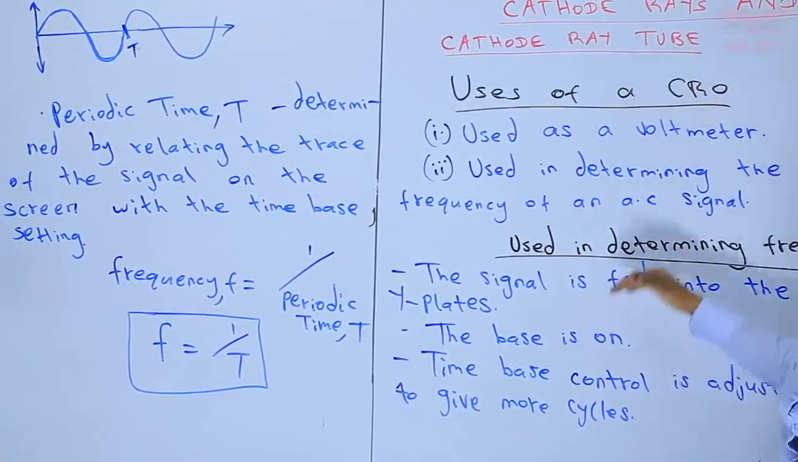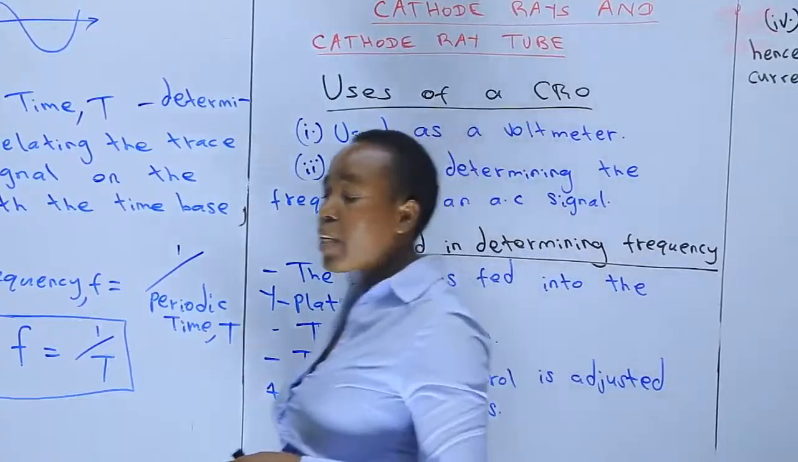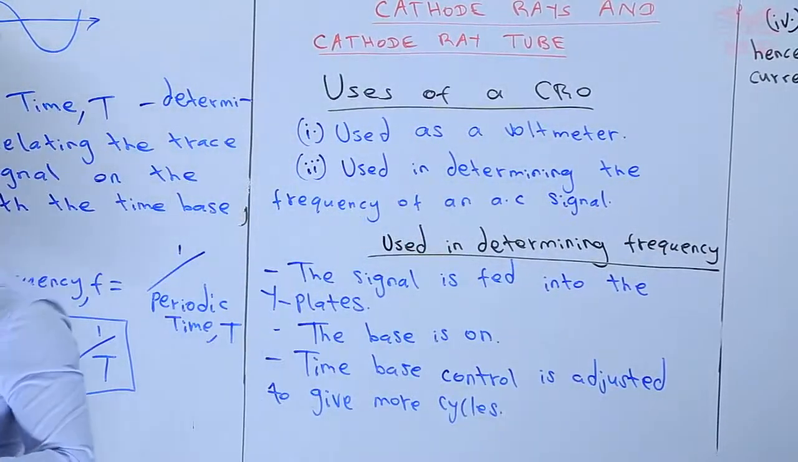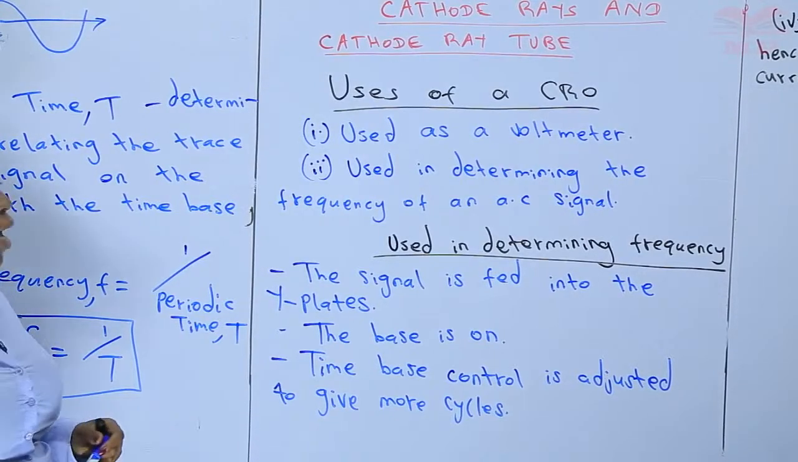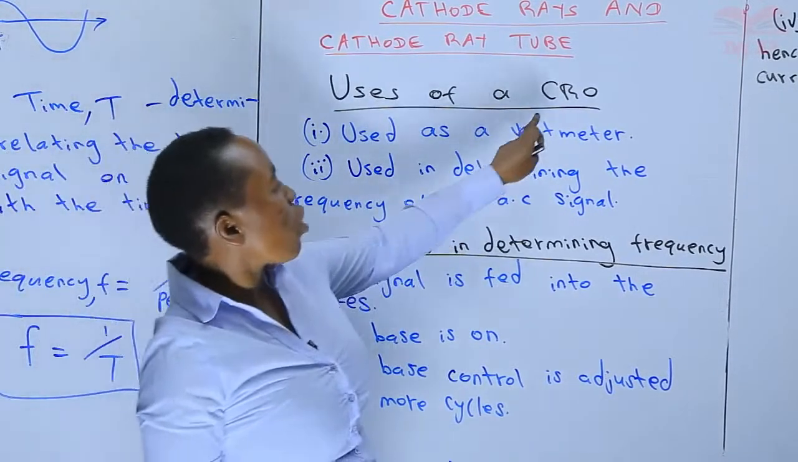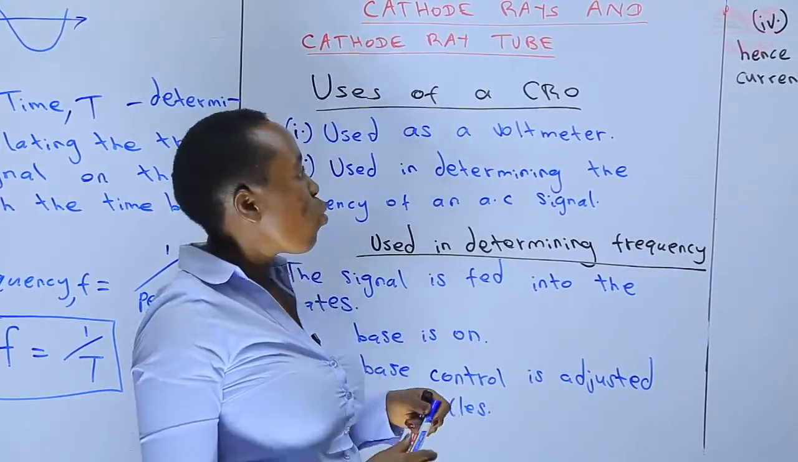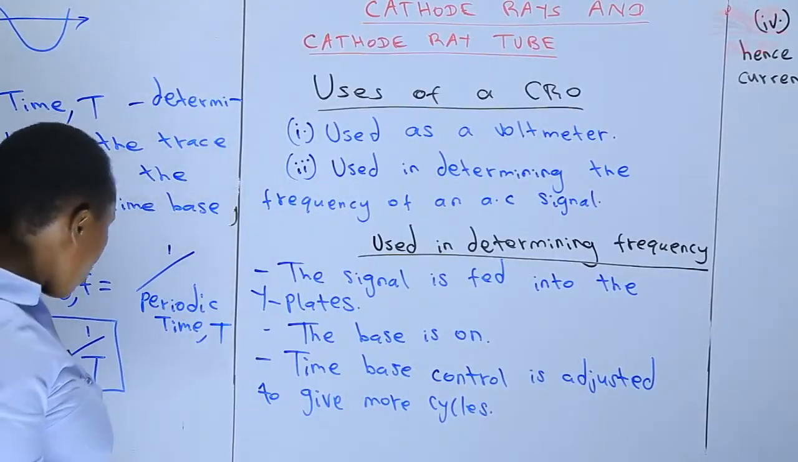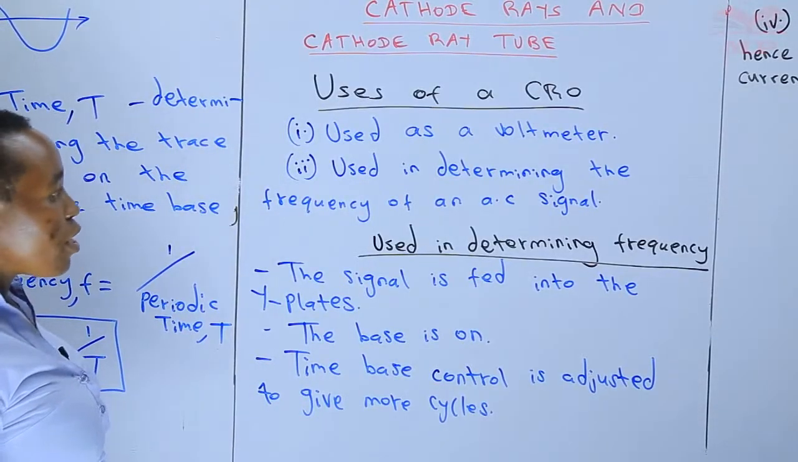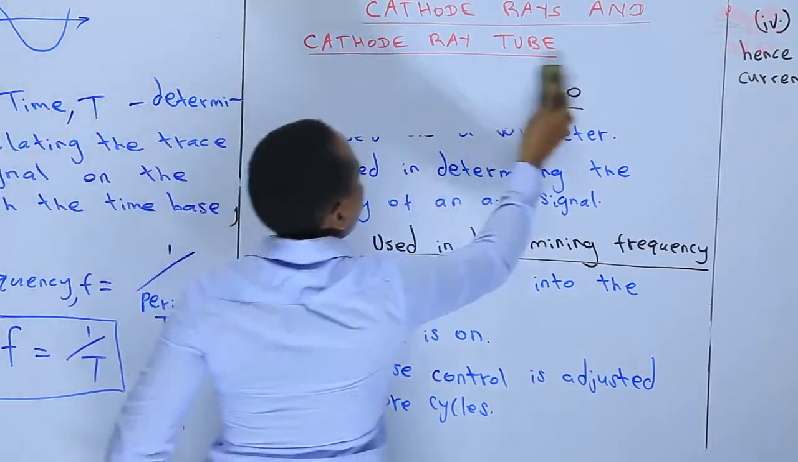We'll also apply the formula on calculation of voltage, which we have seen being given by displacement multiplied by the sensitivity. So we want now to compare a cathode ray oscilloscope to a TV tube. We want to look at the differences that are there between a cathode ray oscilloscope and the TV tube. So we look at those differences.